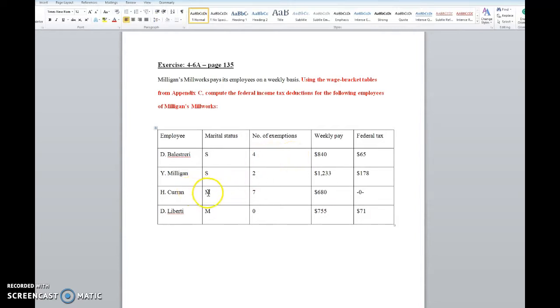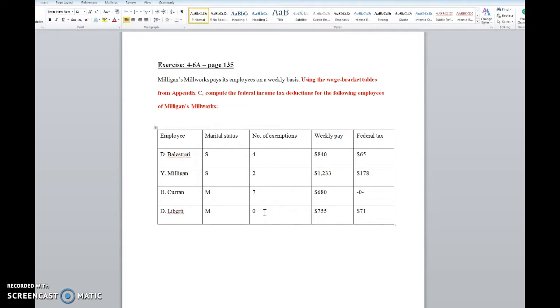The third employee is married, has 7 exemptions, on a weekly pay. So with 7 exemptions and a weekly pay of $680, there would be no federal income tax taken out. And the last employee is married with 0 exemptions and a weekly pay of $755, and their federal income tax would be $71.